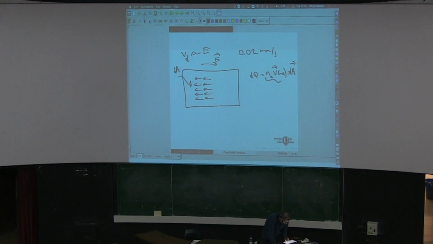Now this combination is in fact the charge passing per unit time, by the way. This is dq by dt. The charge passing per unit time through a given area dA. This is what we call the current density. It's a vector. So the current density itself is a vector. It has a direction and it has a magnitude.